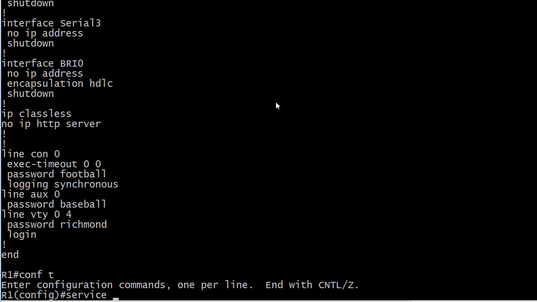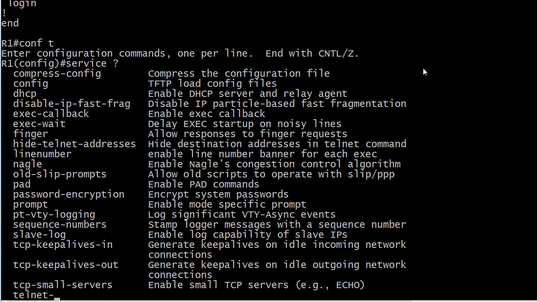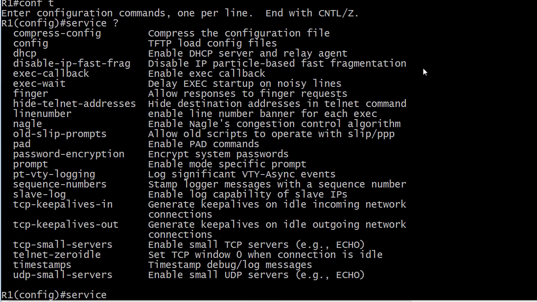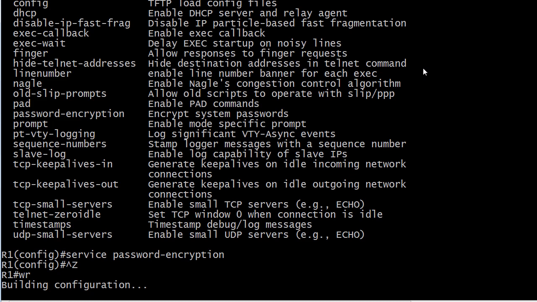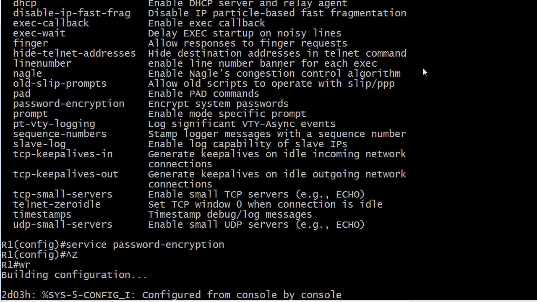Actually, let's use IOS Help and take a look at all these services. That's a lot of services, and some of these are actually security issues as well that we're going to look at throughout the course. It's not like you have to know this whole list, but there are a couple in there for security purposes you should know. But the only one that shows up in this config, and most configs that I've ever seen by default, is that service password-encryption. So to enable it, all we're going to do is service password-encryption. And we're going to do a quick save there, and then we're going to take a look at the result.